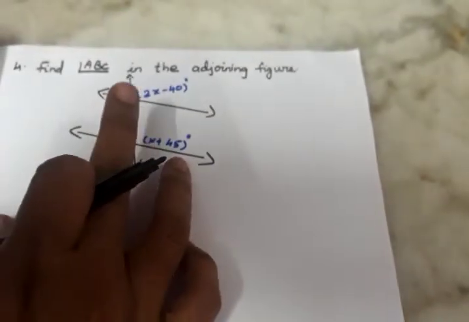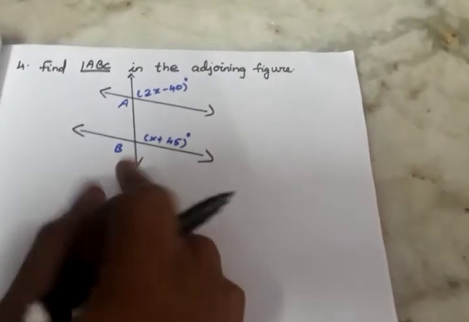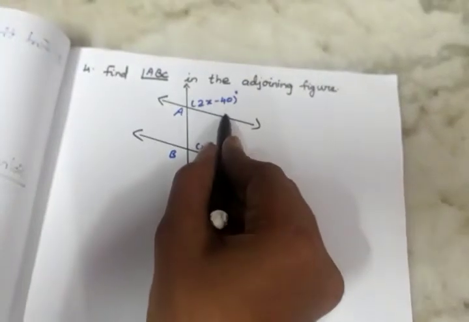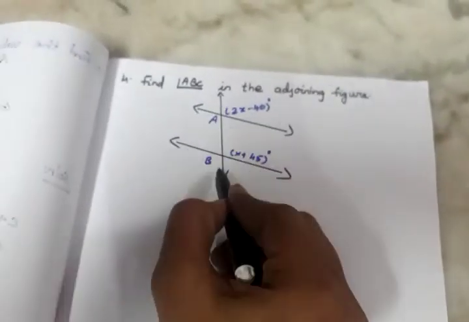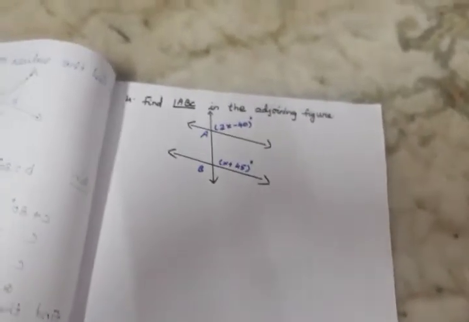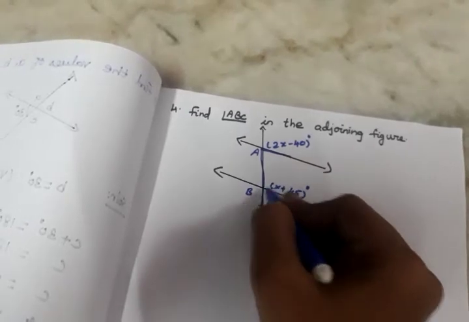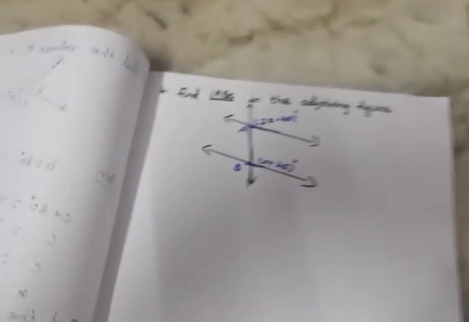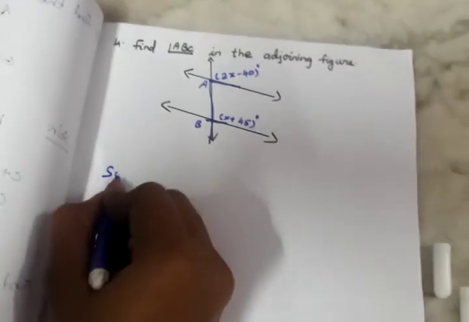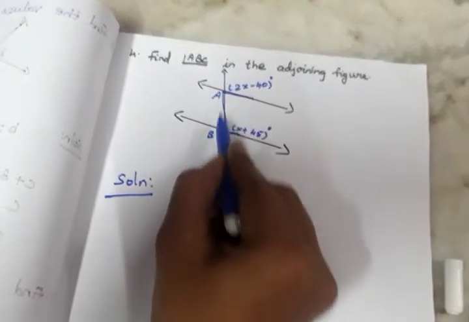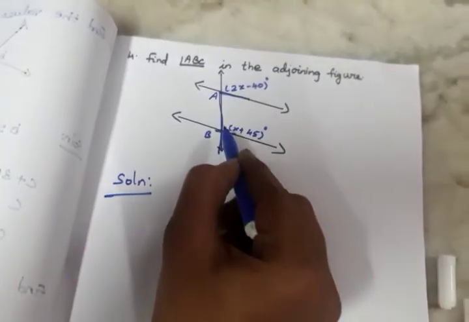Find the angle ABC in the adjoining figure. So this one is AB. This is a corresponding angle, F-shaped angle. Okay. So F-shaped angle is a corresponding angle. So corresponding angles are equal. So solution: this angle is equal, and this one is also equal. That is a corresponding angle.